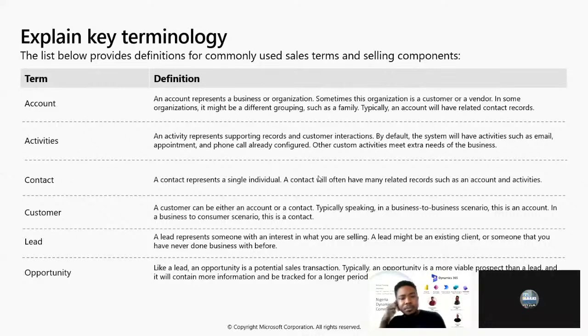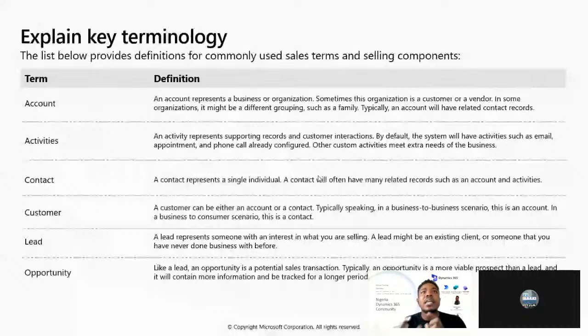The next one is the lead. The lead represents somebody that is actually interested in what you're offering. If you're selling a product, say a biscuit, and somebody comes and shows interest in that, that person is a lead, which is a potential buyer. The lead might actually lead to an existing client, or somebody that you have done business with before.